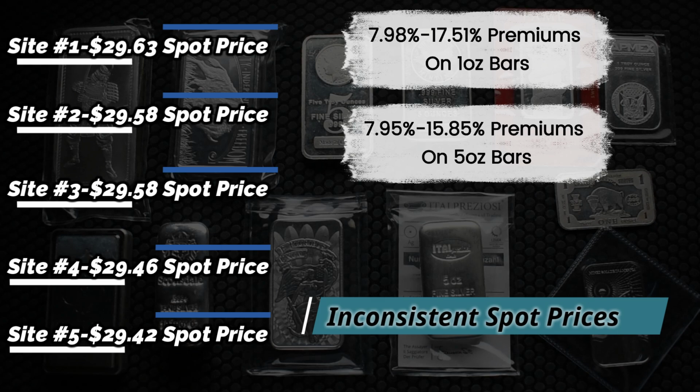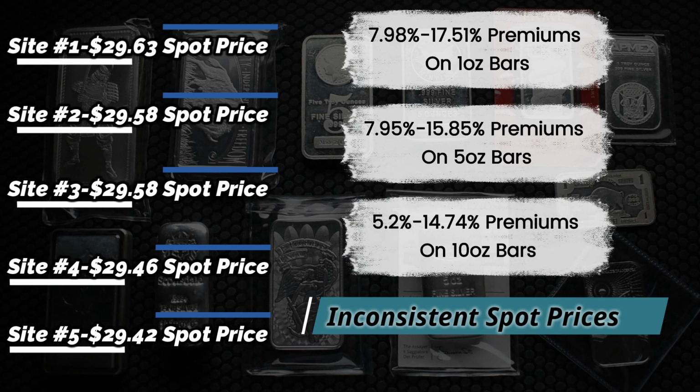And lastly, and in my opinion most importantly, you have the 10 ounce bar with the premiums as low as 5.2%, and the highest they got up to was 14.74%. I wouldn't recommend buying from some of these sites, but still under 15% even for the really overpriced stuff. You see there's a noticeable discount even on these websites that kind of price gouge you. They raised their spot price higher than what Kitco even is calling, and not only that, but their premiums are a lot higher anyways. So there you have it.